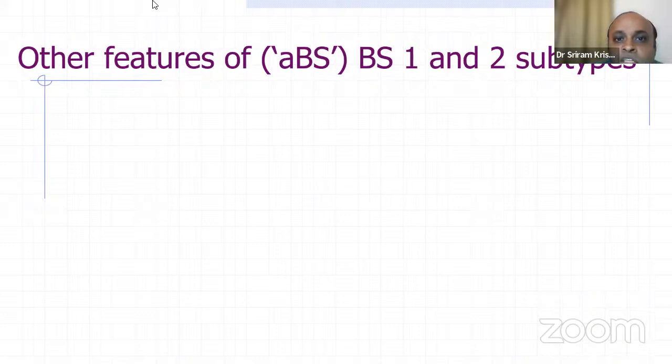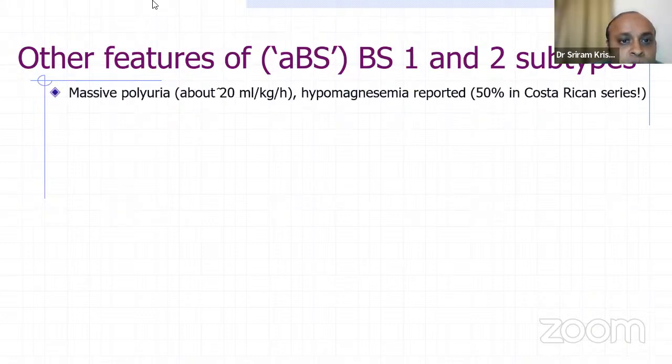And let us see the other features of Bartter syndrome 1 and 2 that are reported. Massive polyuria has been reported in literature, sometimes to the extent of 20 ml per kg per hour. And although we say, like I said earlier, that there is a loop phenotype and there is a DCT phenotype, Bartter syndrome type 1 and 2 would ideally be classified as a loop phenotype, not as a DCT. But you see in a particular series from Costa Rica, which is a Latin American country, you would find that hypomagnesemia was reported as much as about 50%. So these are the fallacies in the pathophysiological classification also.